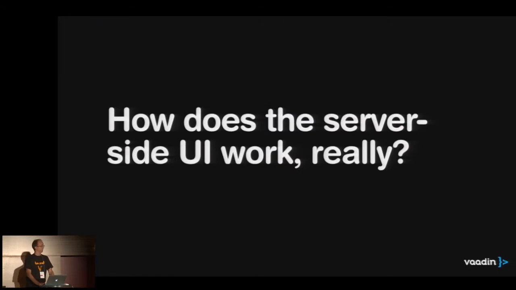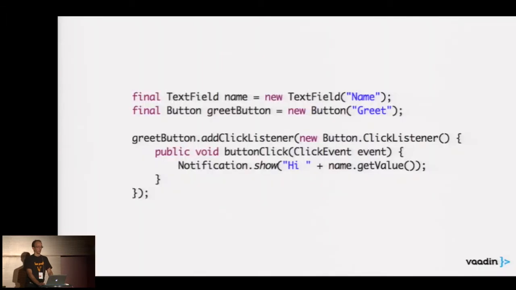But before I go any further, as this is a GWT conference, I'm not sure everybody here is familiar with Vaadin and how Vaadin works, so let's just do a quick recap on how the server-side UI works and what it really is. So a typical simple Vaadin application could look something like this. If you're familiar with GWT only, you will recognize some similarities. So basically instantiate a text field and a button. Okay, this needs to be added to the layout, which is not shown here. And add a click listener.